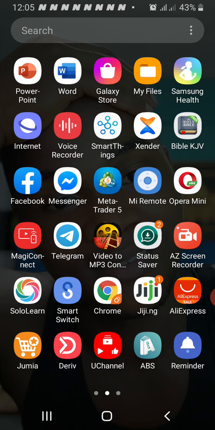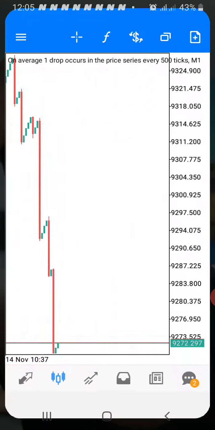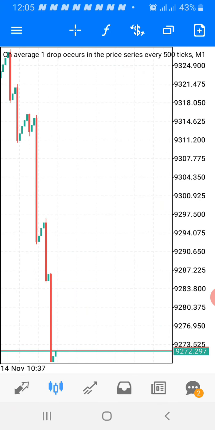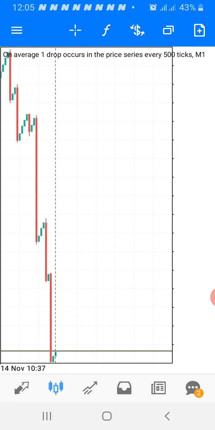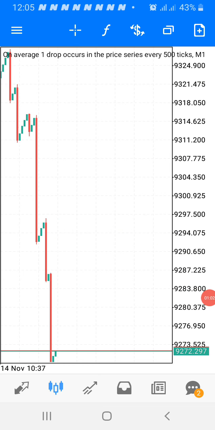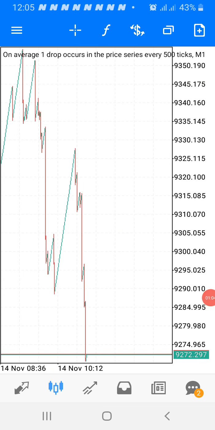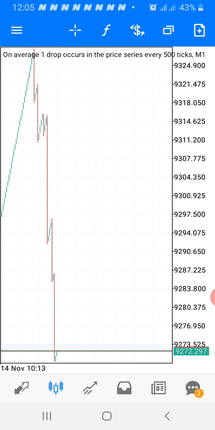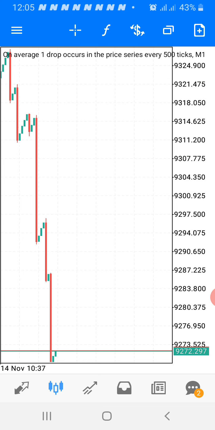So this is how this strategy works. You open your MT5 and this is crash and boom. This is my 1 minute time frame, as you can see. And this is the 3 level zoom. This is the first level zoom, second level, and the third level zoom. So we are using the third level zoom.